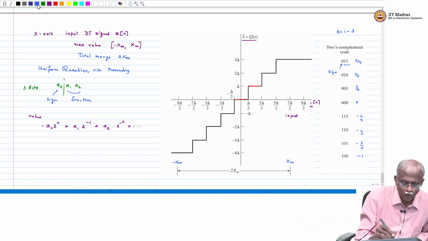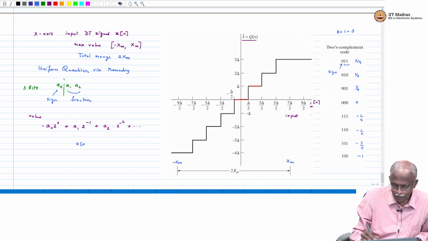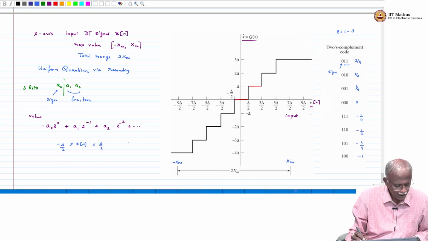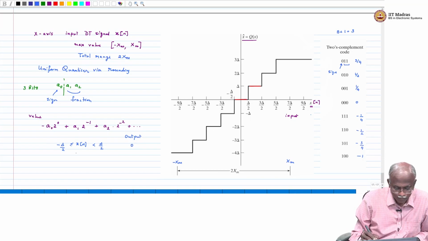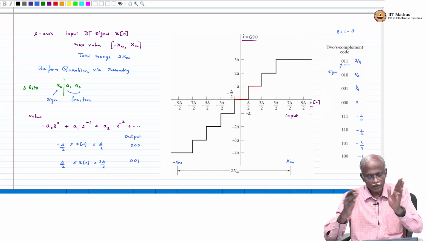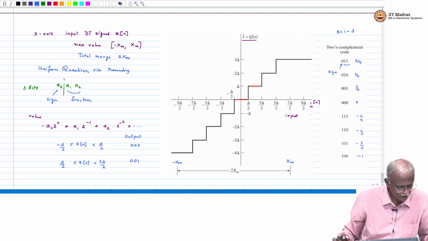So can we sort of quantify that? If x of n, I am just giving you a couple of examples, is greater than or equal to minus delta by 2 or less than delta by 2, then the output is going to be 0, 0, 0, 0. Okay. And if my x of n is greater than or equal to delta by 2 and less than 3 delta by 2, then I am going to get 0, 0, 1. Okay, so now you can see how this is basically the quantization aspect that is happening.